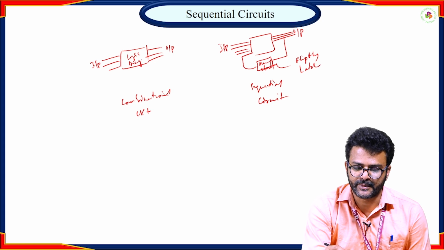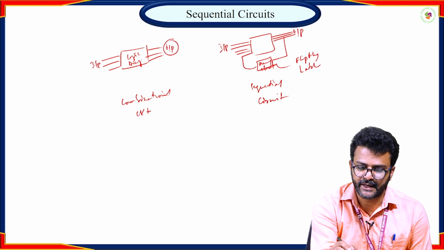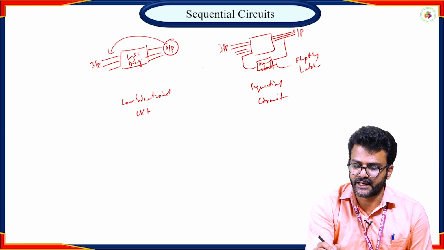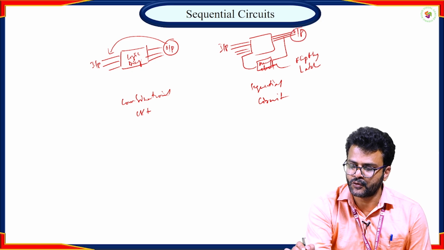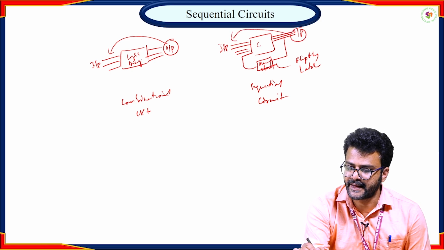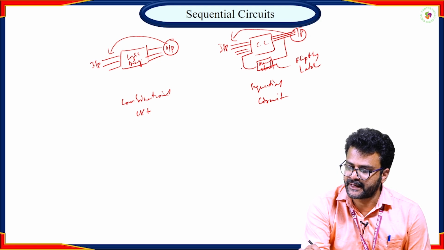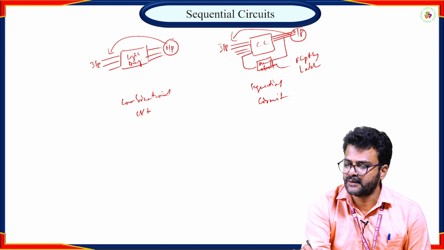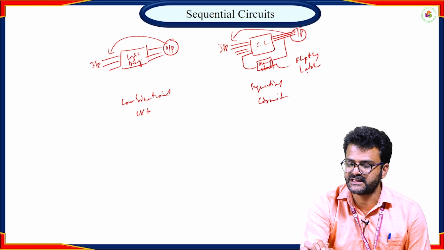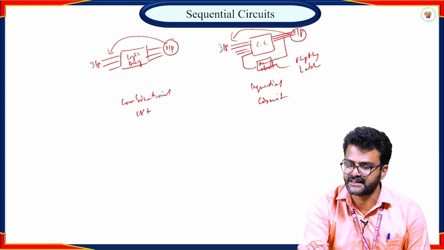In a combinational circuit, the output depends only on the input. But in a sequential circuit, the output depends upon the input as well as the past output. If you observe the diagram, whatever output we get is fed back to the input of the circuit by using a memory element. This memory element can be either a flip-flop or a latch. That is the basic difference between a combinational circuit and a sequential circuit.